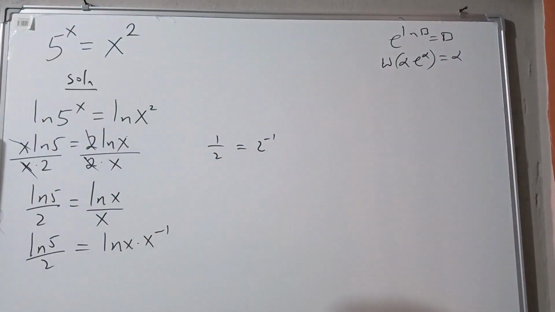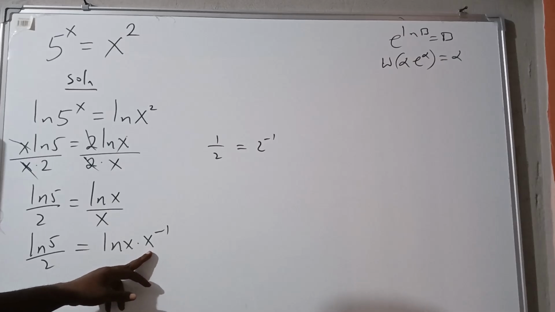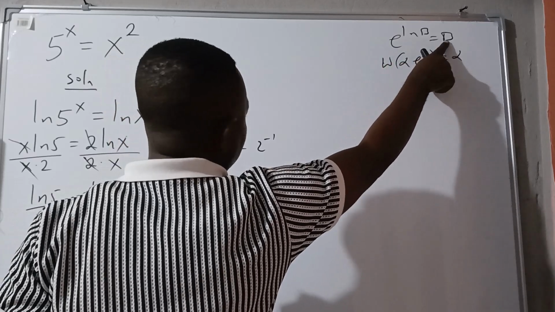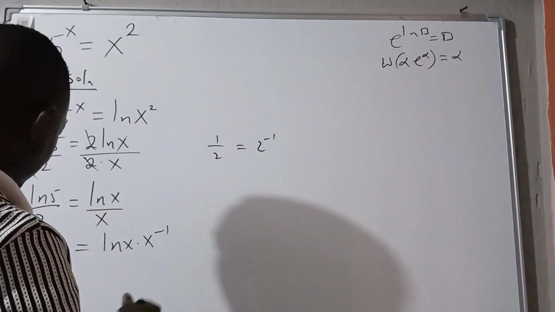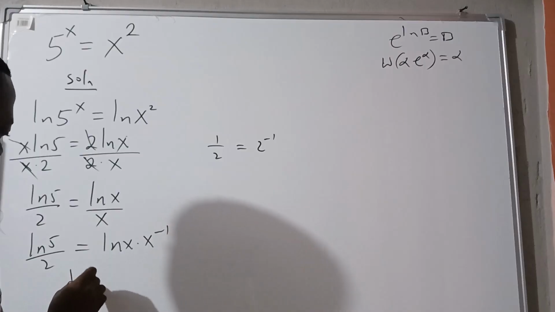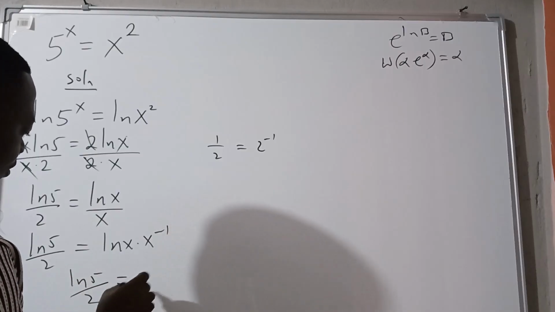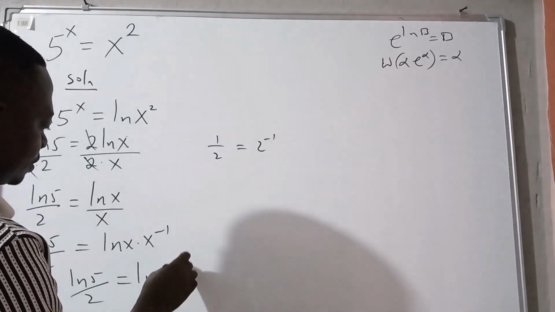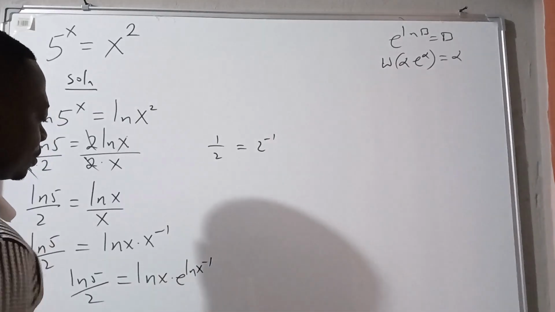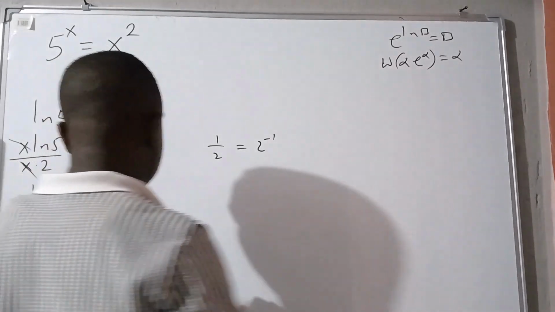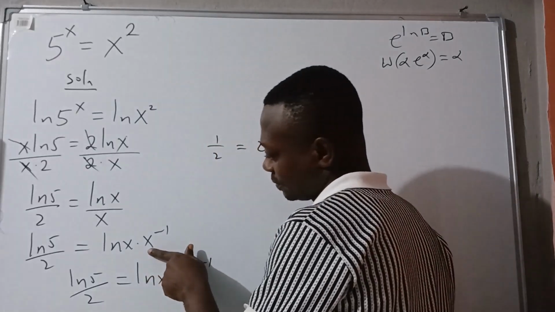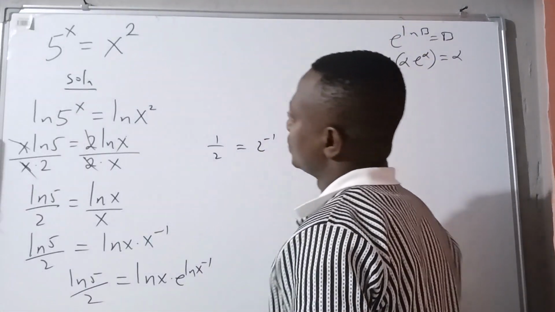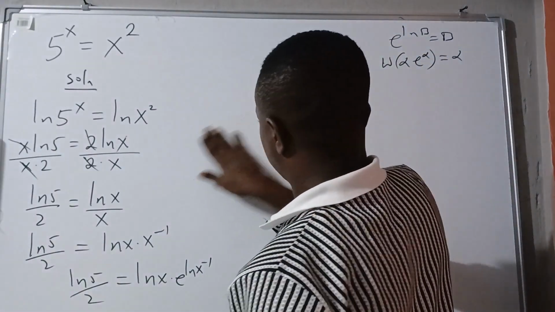Now let's support this one with this. So this is giving us that. So I can say ln of 5 on 2 equals ln of x. Instead of this, I'll make it e raised to x raised to minus 1. So going back, my answer will still be this. Remember this one.